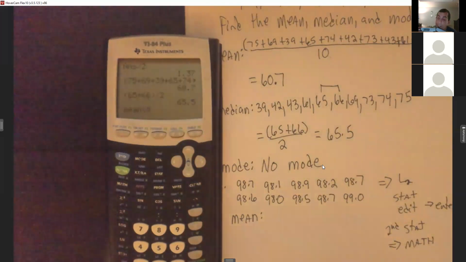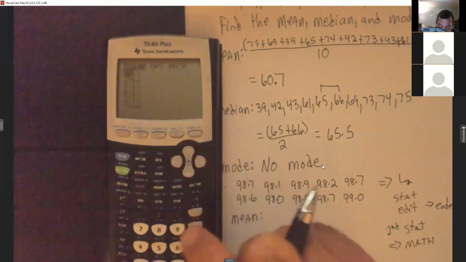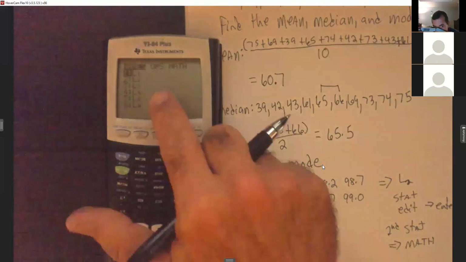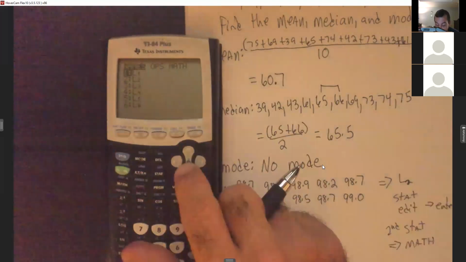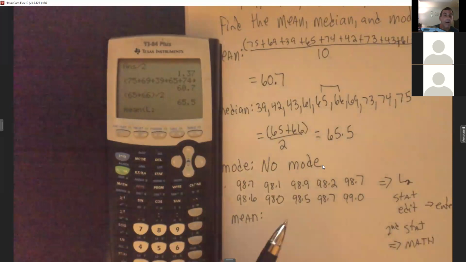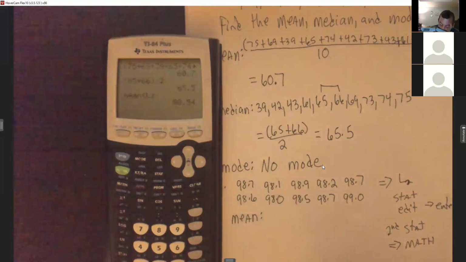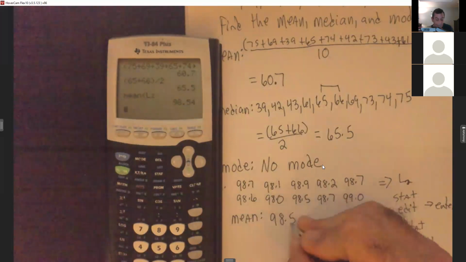Now we got to go get that L2 that I made. So what you would do to get L2 was second stat. Now it's on L1, but I didn't use L1 by accident, I used L2. So I arrow down to L2 and hit enter. So now it's going to find the average or the mean of my list L2. So I hit enter, and look at that. My average is 98.54.